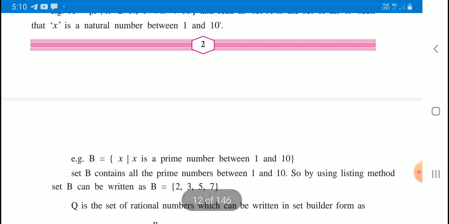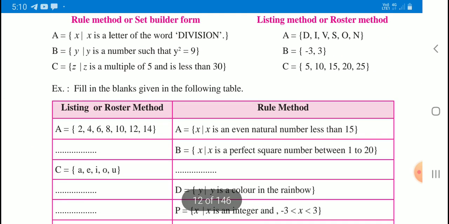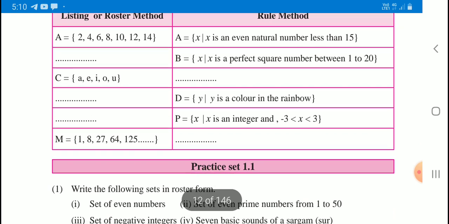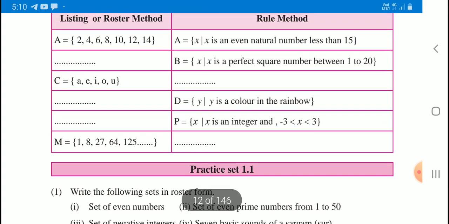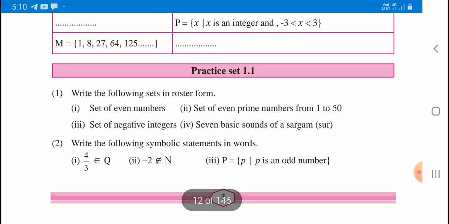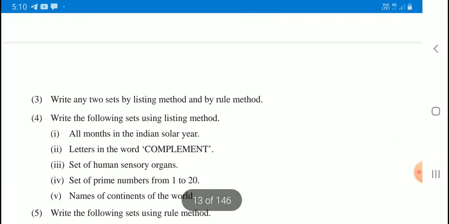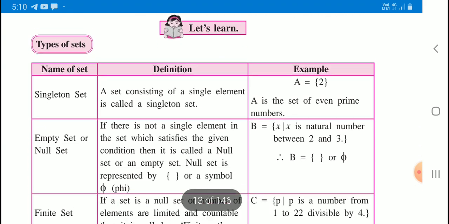So do you understand this? If you understand it well, make a note on sets. Write the information about the methods of writing sets and then solve the exercise based on this. If you have any query, then ask me.